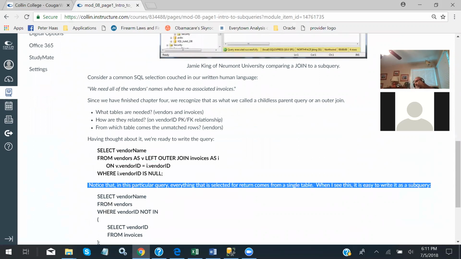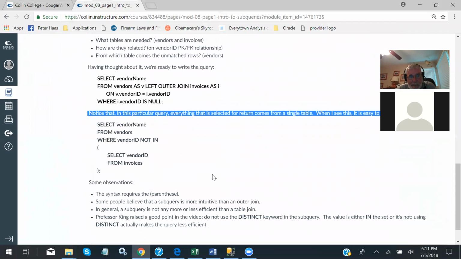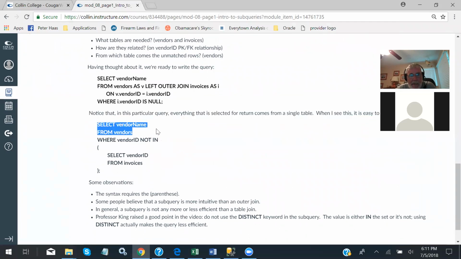Okay, so when I'm in this world, I have another way to write it. I can write it this way if I want to, or in case I ask you to write it as a subquery, I can think about it as a subquery. Now, I want the vendor name from vendors where the vendor ID is not in select vendor ID from invoices.